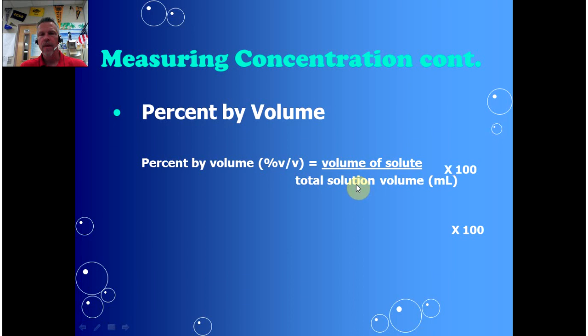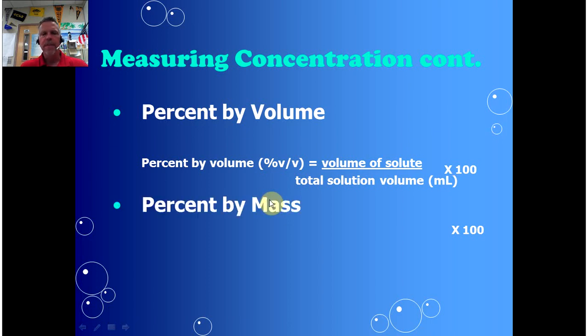All right? So notice that you're talking about a volume of solute, not a mass, but a volume. This is common in measuring the concentrations of liquids dissolved in other liquids, so that you can have a volume of the solute over the total solution volume. Times 100, of course, because it's a percentage. Not super common. You'll see these from time to time out in the world, but we don't do these a lot in our class.